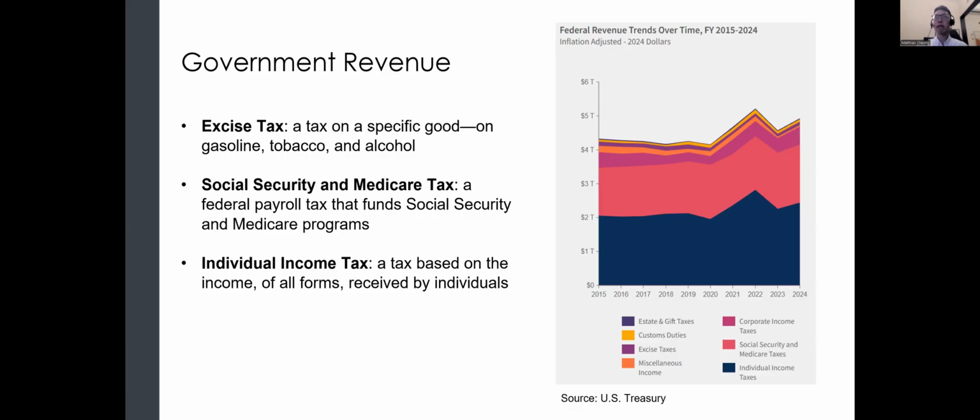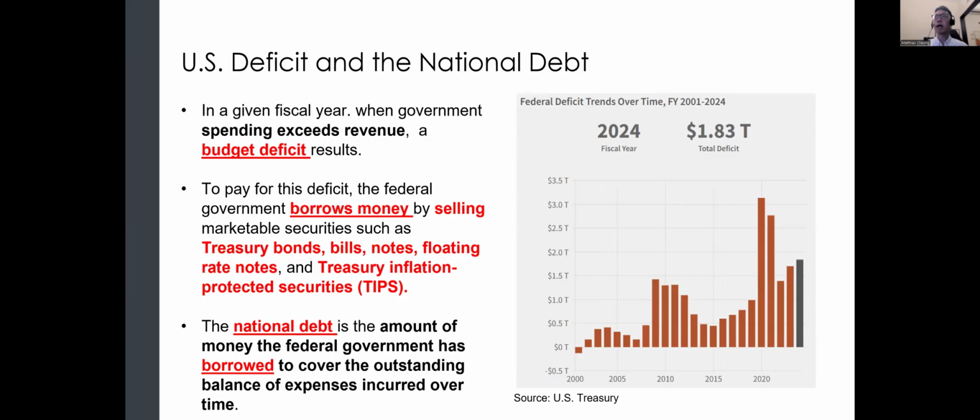So having looked at all the government revenue and government spending, now let us look at how the US deficit is related to the national debt. In a given fiscal year, when the government spending exceeds revenue, a budget deficit results. To pay for this deficit, the federal government has to borrow money by selling marketable securities such as treasury bills, treasury bonds, notes, floating rate notes, and treasury inflation protected securities, otherwise known as TIPS.